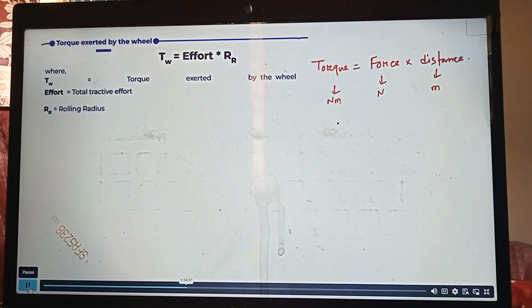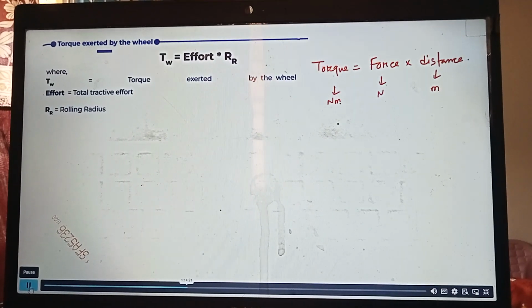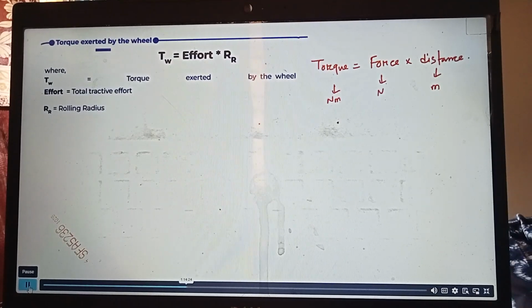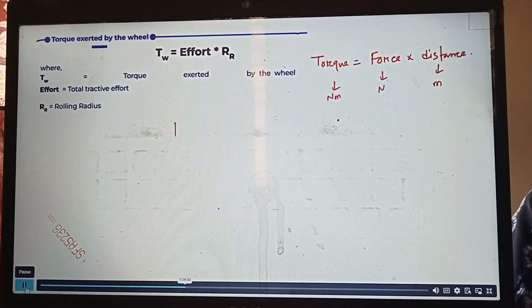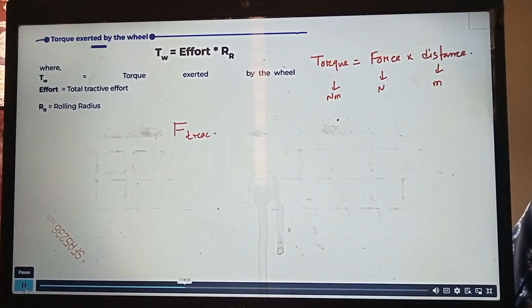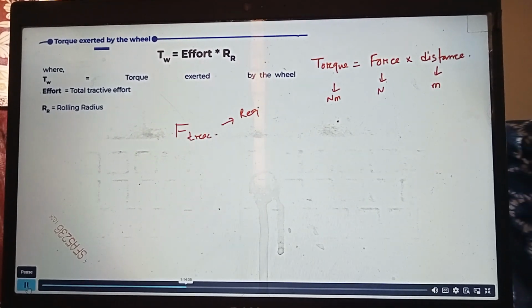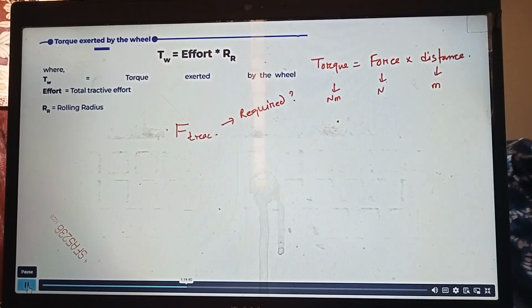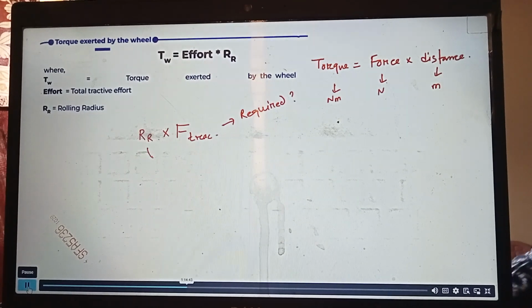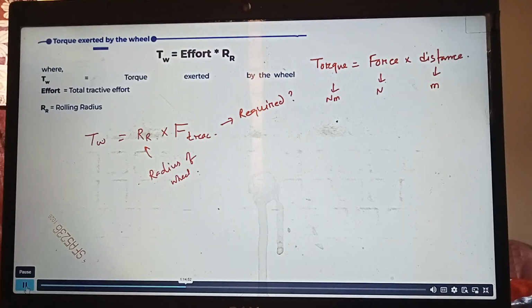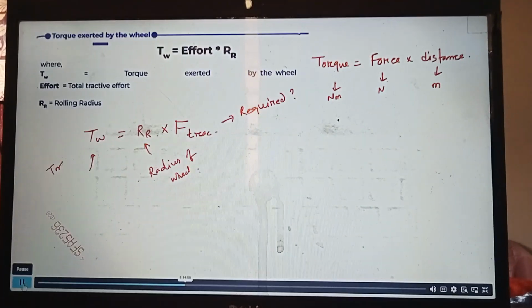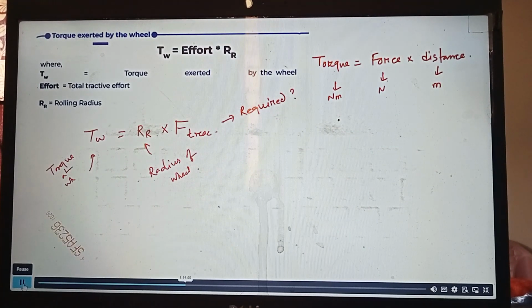Okay. So to move the vehicle, we need to provide a torque at the wheel, isn't it? So how much torque we have to apply to the wheel? See, first what we are going to do, first we are going to calculate how much force we need at the vehicle level. Then you multiply with RR. What is RR? Radius of the wheel. That's how you're going to get T wheel. That means torque at wheel.